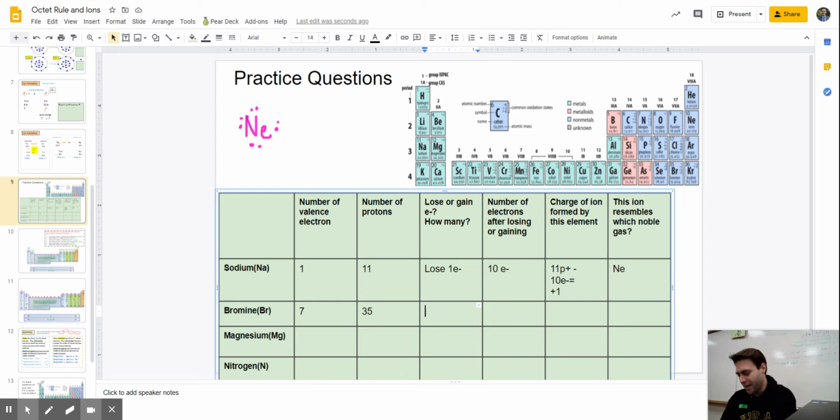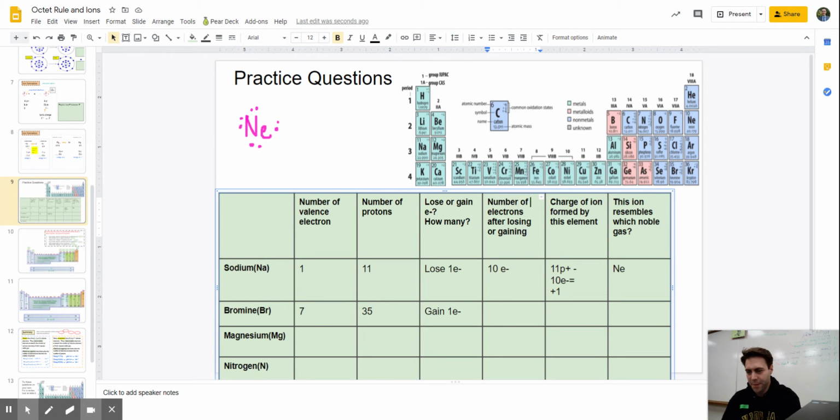So it's going to gain 1 e minus. There we go. Okay, and how many electrons do you have after gaining? Well, this actually should be number of valence.